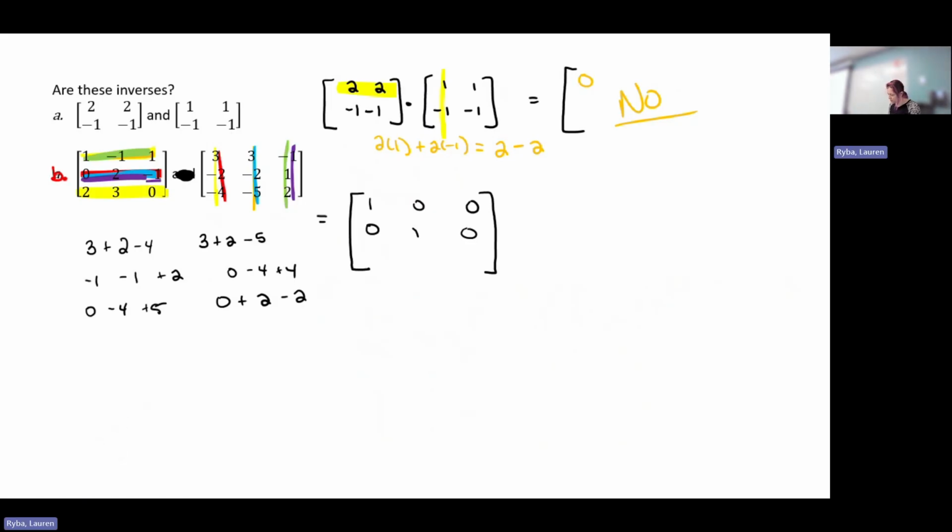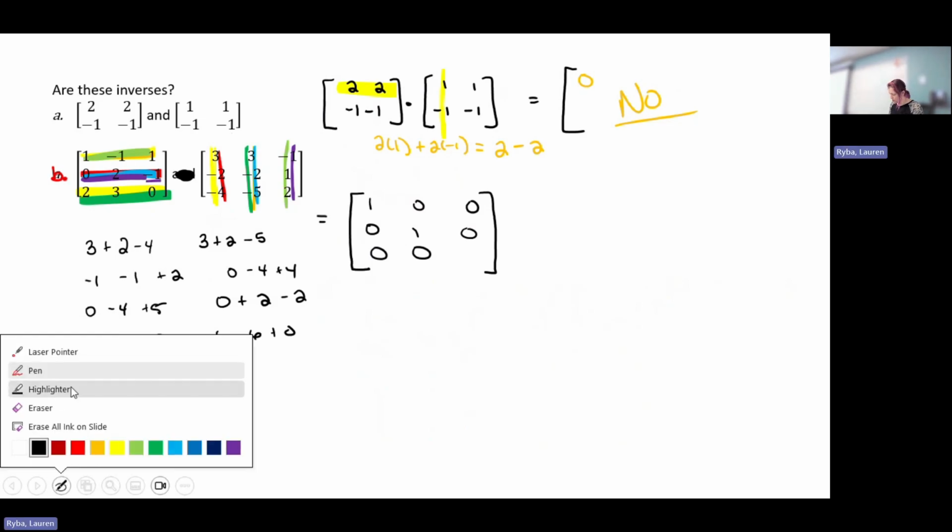All right. So 2, 3, 0 times 3, -2, -4. 2 times 3 is 6. 3 times -2 is -6. 0 times -4 is 0. That makes 0 when I add. 2, 3, 1 times the middle column. 6, -6, and 0. Make 0. Last one.